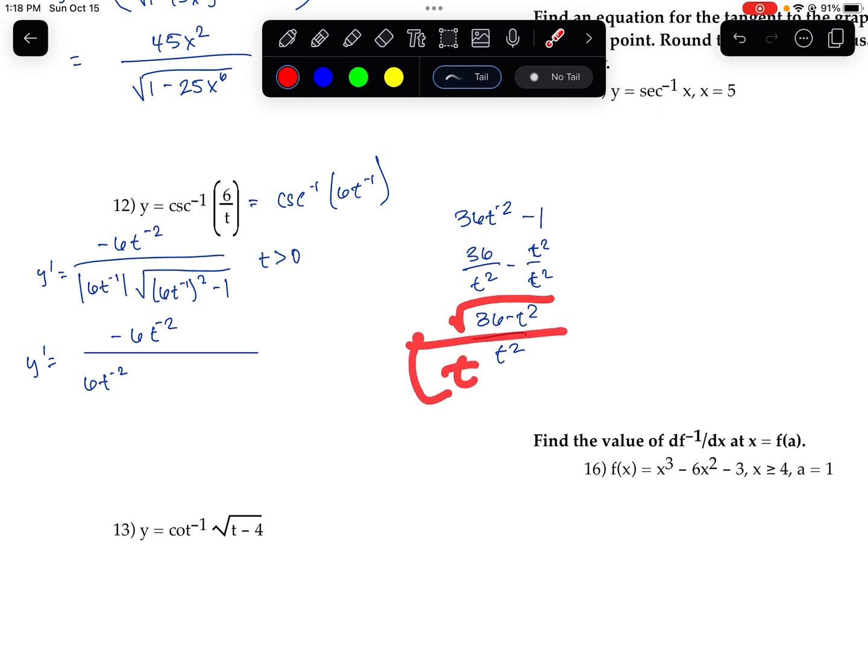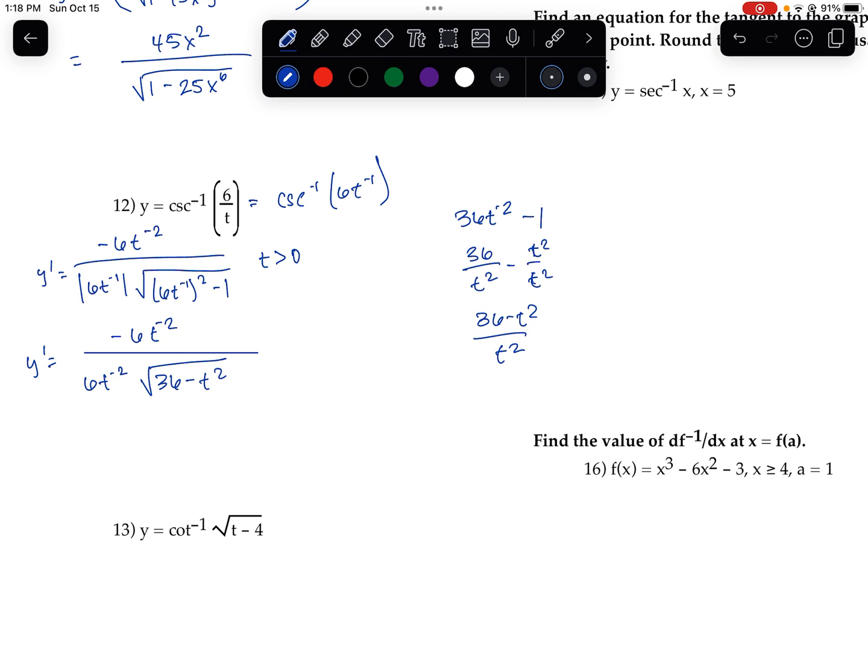I'm going to move this up to the numerator. That's going to be t to the negative 1, but there's already a t to the negative 1 over here, so then I can add them to make it t to the negative 2. And then I have the square root of 36 minus t squared, which then those cancel. So then I get y prime is equal to 1 over the square root of 36 minus t squared.